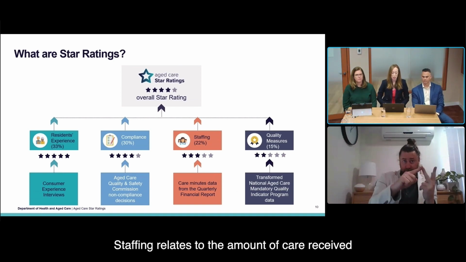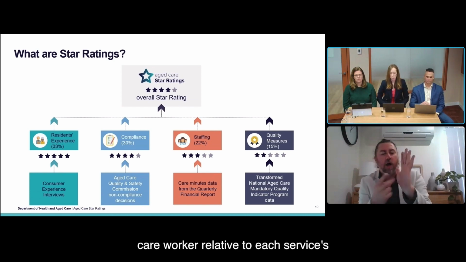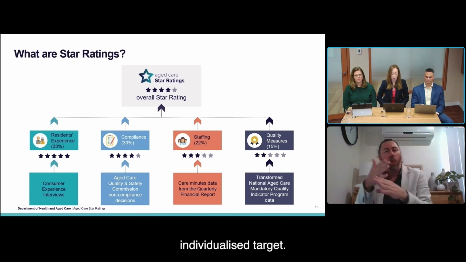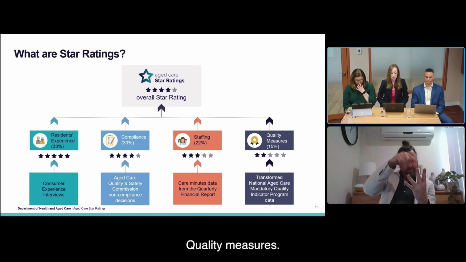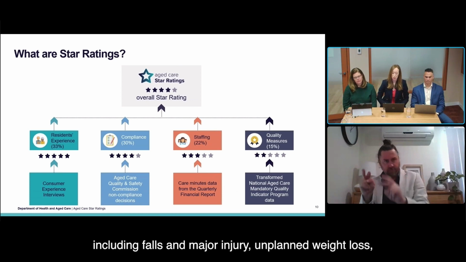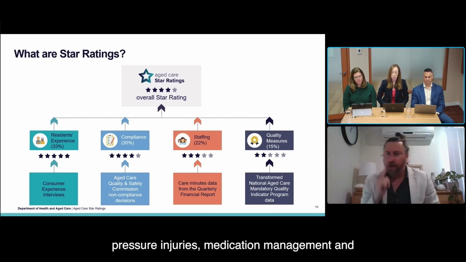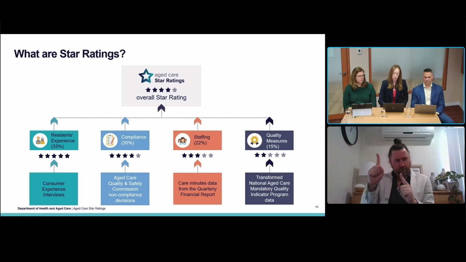Staffing relates to the amount of care received from a registered nurse, enrolled nurse, or personal care worker relative to each service's individualised target. Staffing makes up 22% of the overall star rating. Quality measures measure crucial areas of care, including falls and major injury, unplanned weight loss, pressure injuries, medication management, and physical restraint, and contributes 15% to the overall star rating.